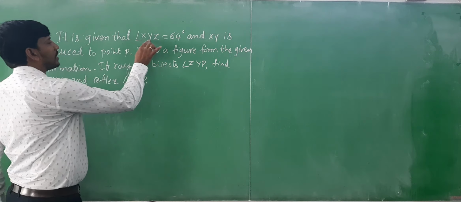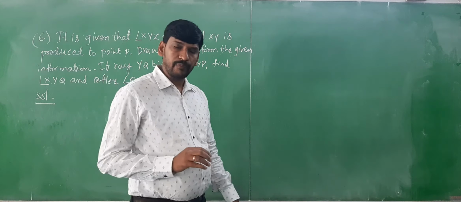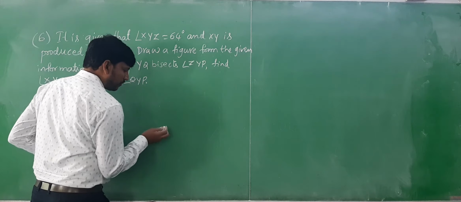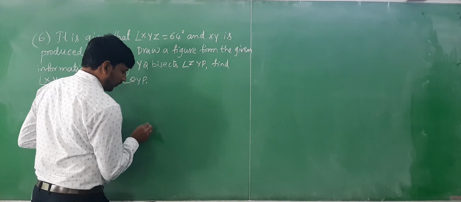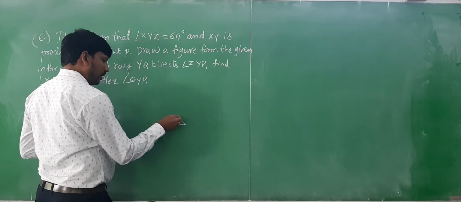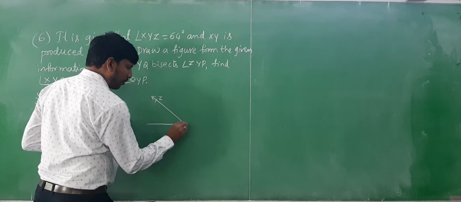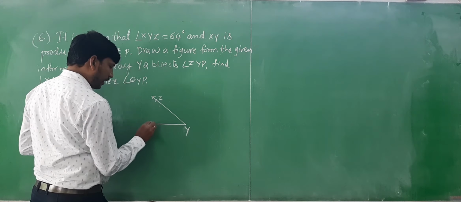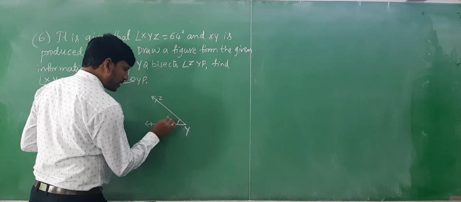So here XYZ is equal to 64 degrees. We know that 64 degrees is an acute angle. Now I am drawing the figure here. XYZ. Now this is Z. Here it will become Y, and here it is X. XYZ is 64 degrees.